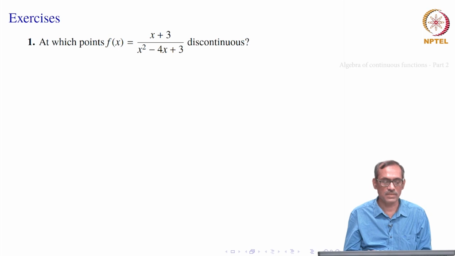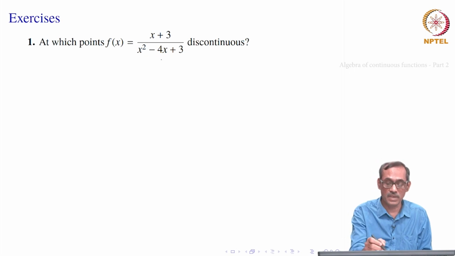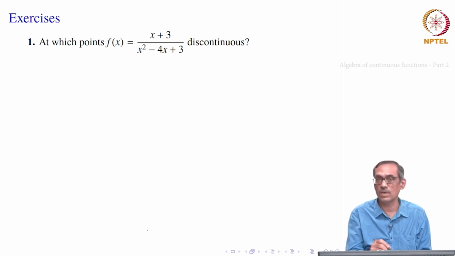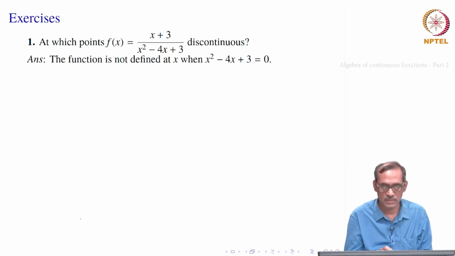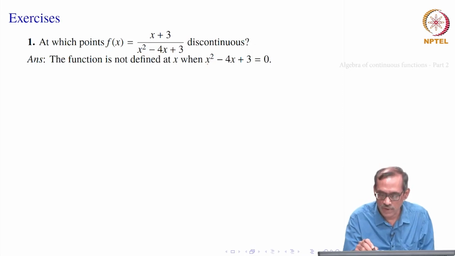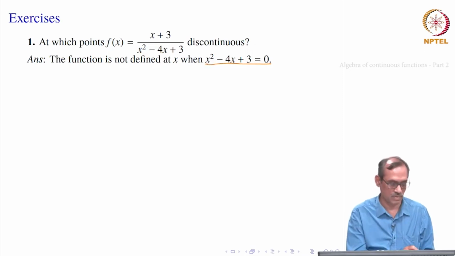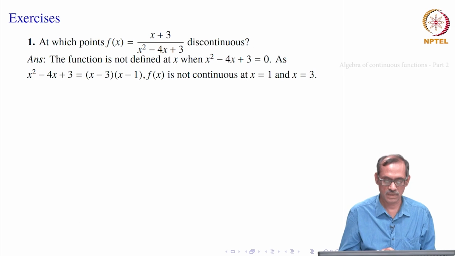So, let us go to some problems. The first problem asks, at which points is f of x equal to x plus 3 divided by x square minus 4x plus 3 discontinuous, not continuous. So, obviously, first thing is, if the denominator becomes 0, it will not be defined at those points, and those will be discontinuous points, right. But let us see what happens. It is not defined when x square minus 4x plus 3 equal to 0.